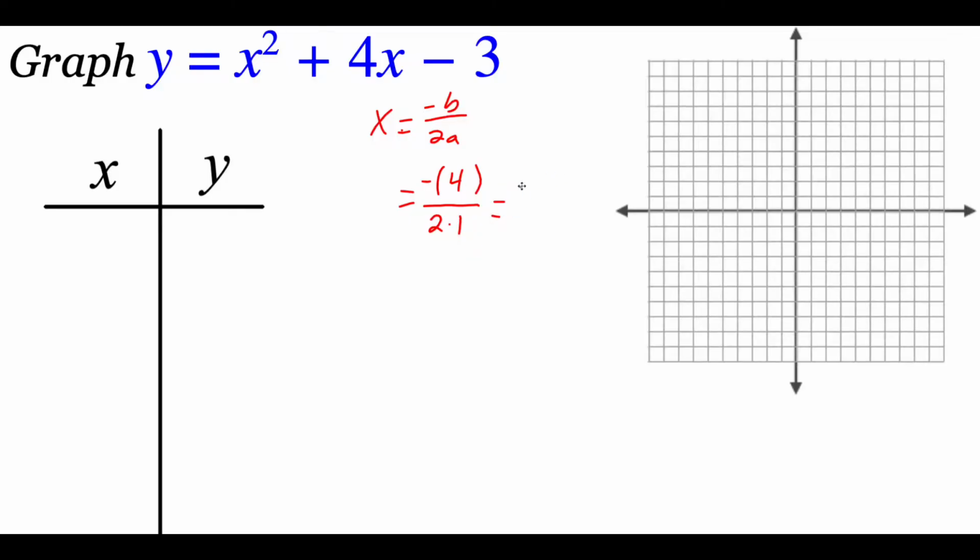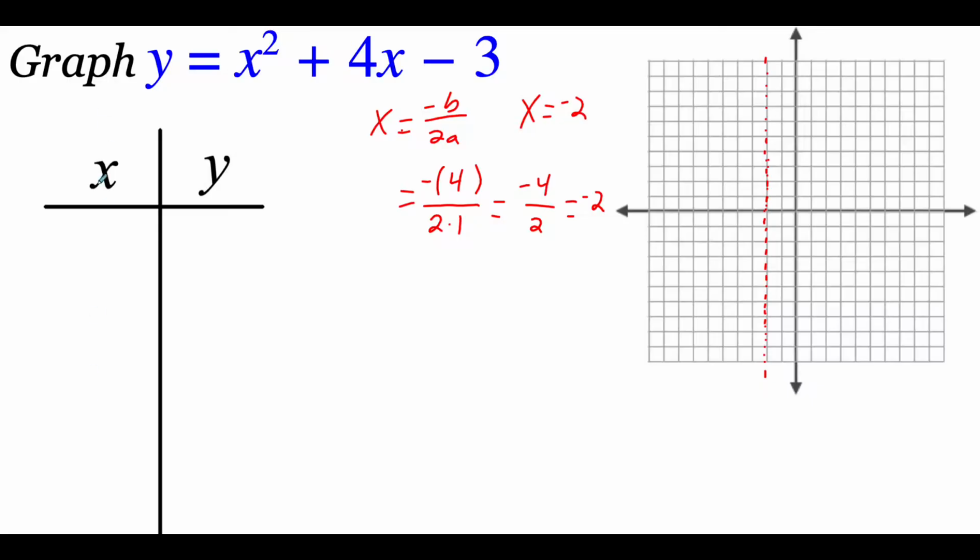So the opposite of 4 is negative 4. On bottom, 2 times 1 is 2, so we get a value of negative 2 for the axis of symmetry. So x equals negative 2. So that means from the origin, go left 2, and along that x value of negative 2 is the midline, that axis of symmetry for my parabola.